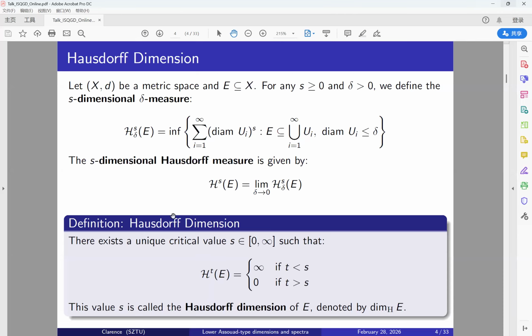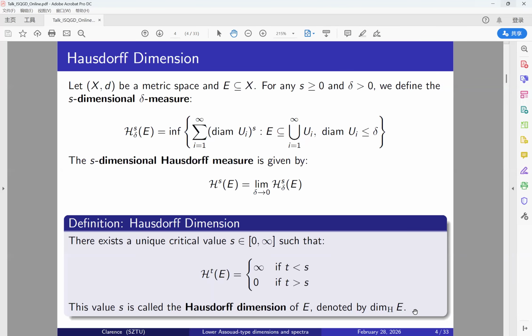As for the Hausdorff measure, there exists a critical value s such that if t is strictly smaller than s, the Hausdorff measure is infinite, but when t is larger than s, it is zero. We say the critical value s is the Hausdorff dimension of E, denoted by dim_H E.